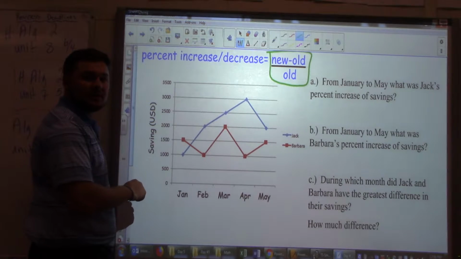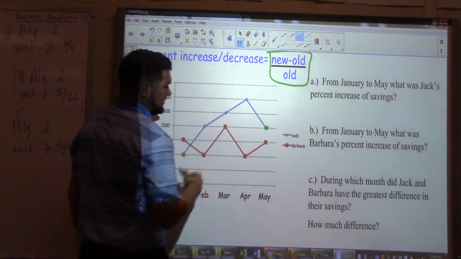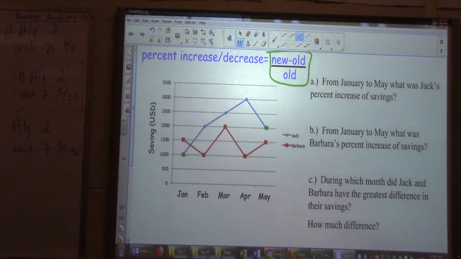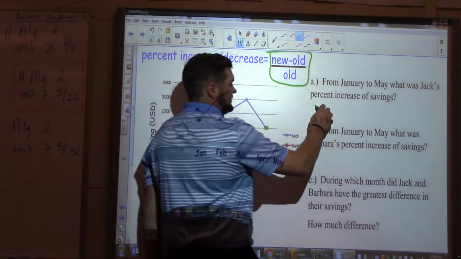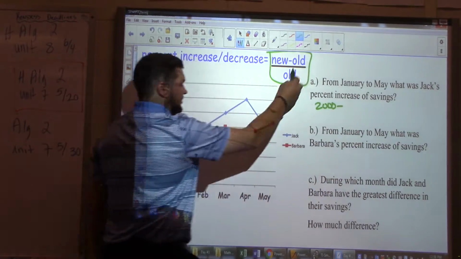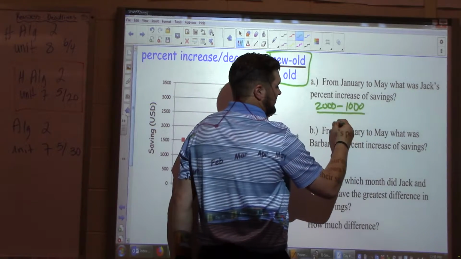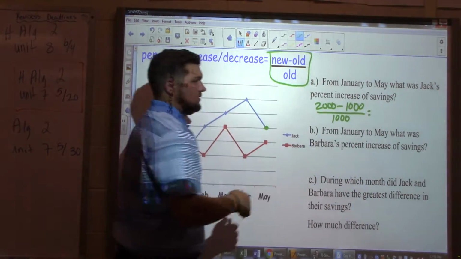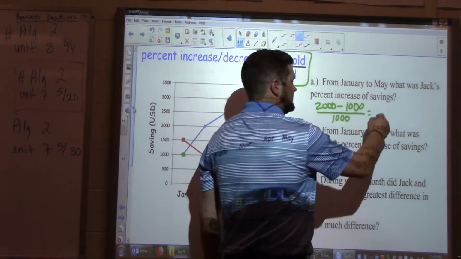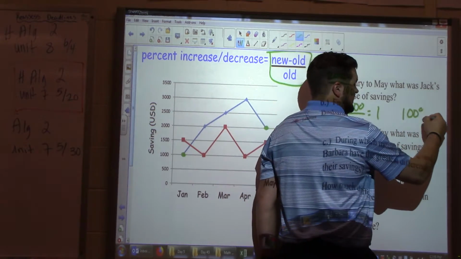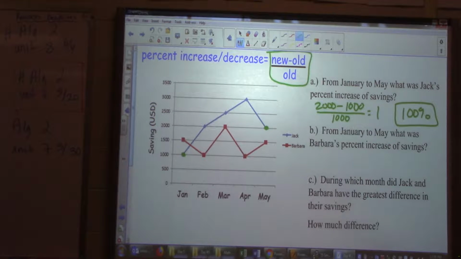Hey, guys, stop talking. So, from January to May, I want to know his percent increase. So his new minus his old. So May would be new, it's 2,000. Minus his old, January, 1,000. Divided by the old. What do you get for that? 100. You get 1, which would be, what is a percentage? 100%. So Jack has a 100% increase from January to May.